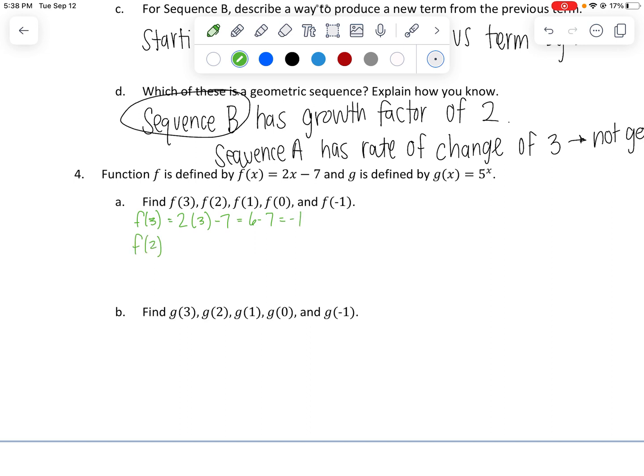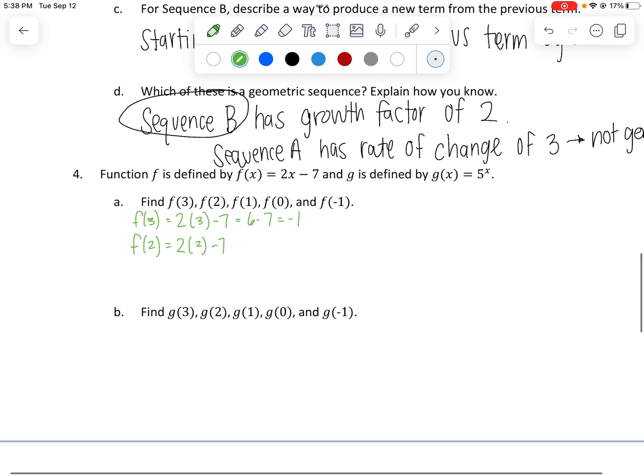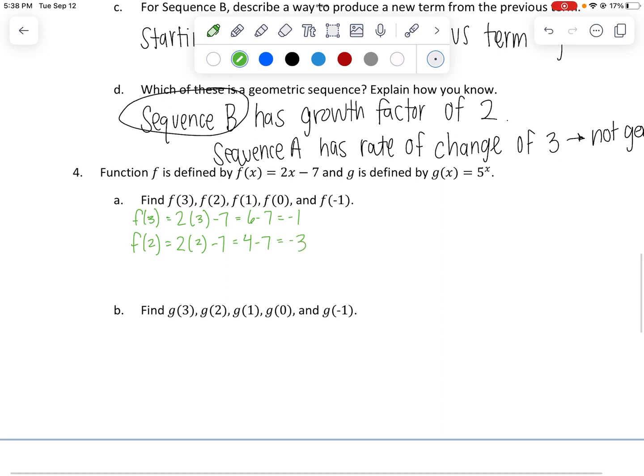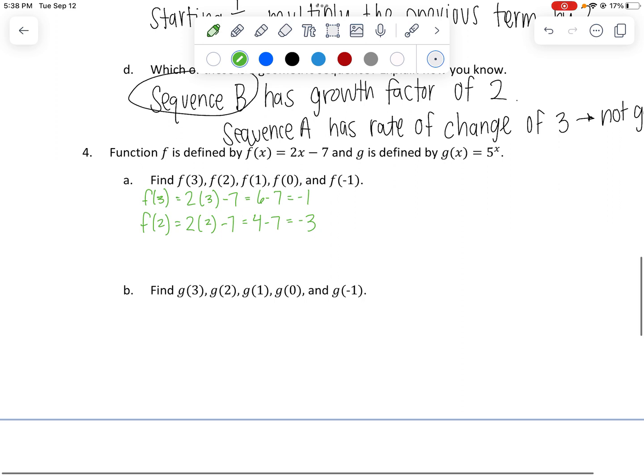F of 2, you'd work the same way. 2, replace the x with a 2, minus 7. So now we have 4 minus 7, which equals -3. And you can kind of see how the sequence or function works from there for each step.